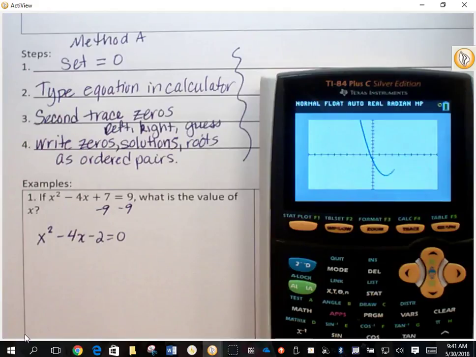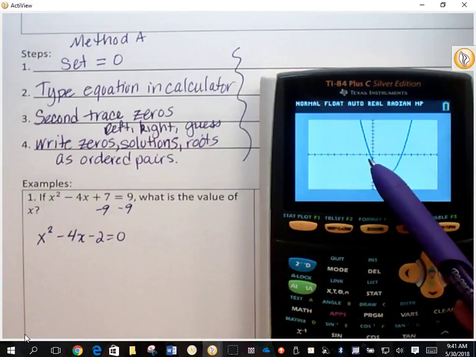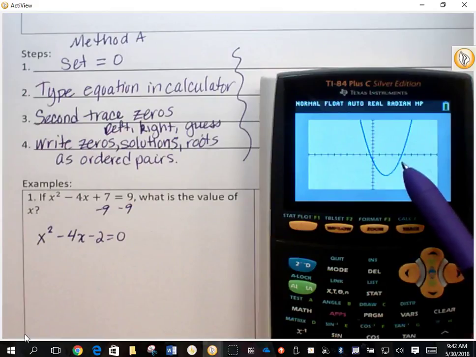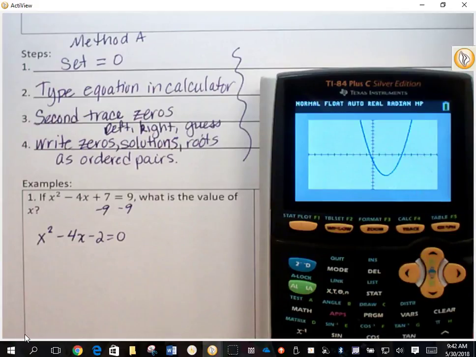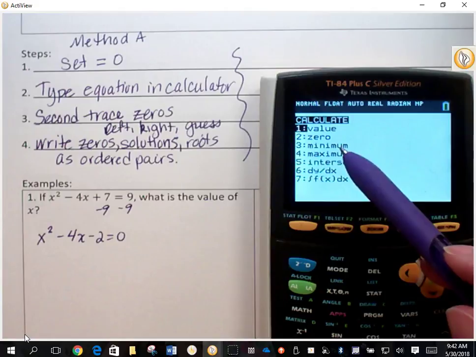And we're looking for where our zeros are. Remember, our zeros are x-intercepts, so I see 2 of them. I see 1 right here that looks like it's between -1 and 0. And I see 1 right here. It looks like it's between 4 and 5. So when I do this, I've typed the equation in, I've graphed it. Now I'm going to do second trace, and I'm going to choose number 2, which is the zero.